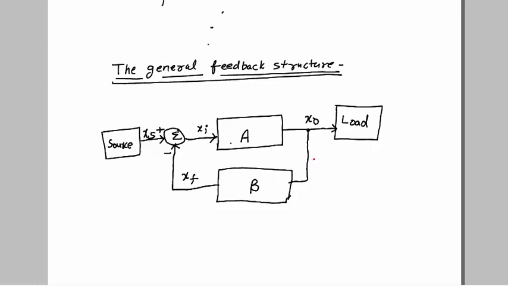Here x represents voltage or current. I hope you understand the general structure. A is the open loop gain. Beta is the feedback factor.